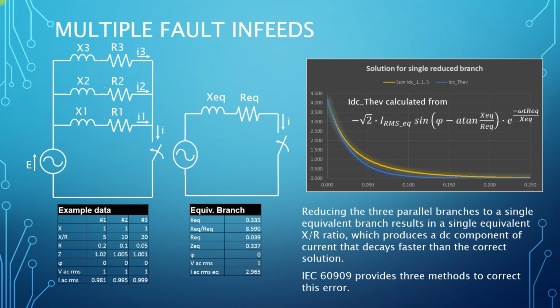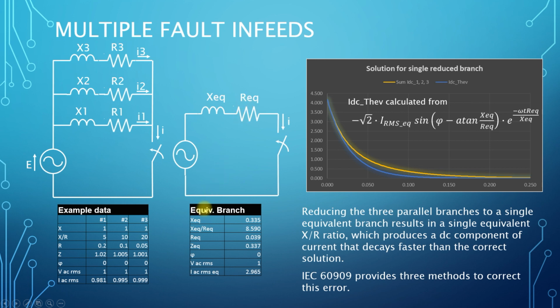Now, when we do network analysis, we might look at this network with three branches and say, okay, we've got three branches in parallel, let's reduce those to a single equivalent branch and then do our calculations. So if we have the same data as we had before, let's do that calculation, and that gives us these parameters for X equivalent and R equivalent.